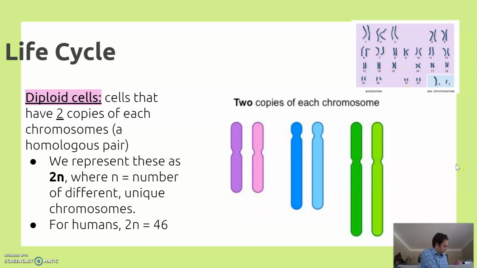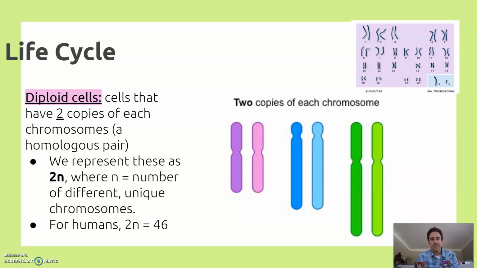Another way to think about it is you've got two copies of the skittle chromosome, right? You've got a red and a purple. So these are two copies of the skittle chromosome, and they are homologous, meaning they have the same type of information but are not identical.